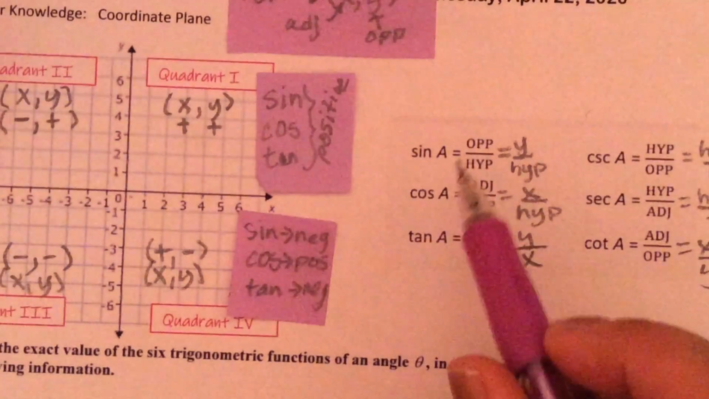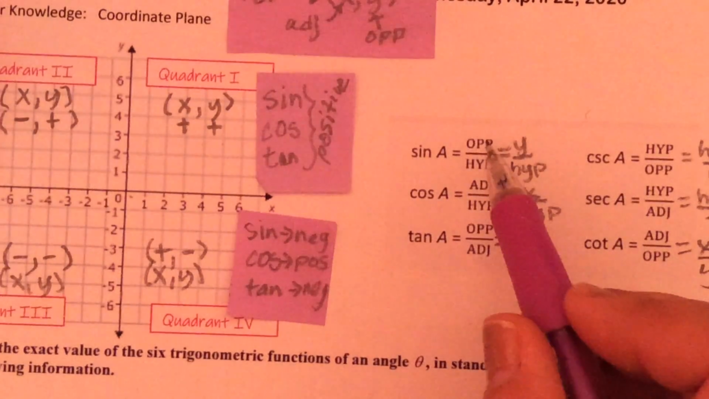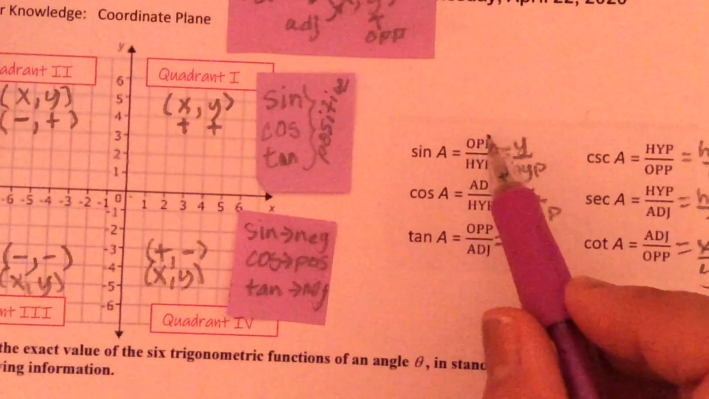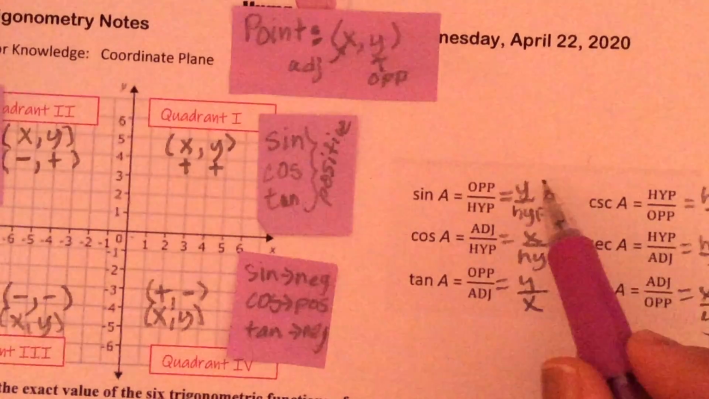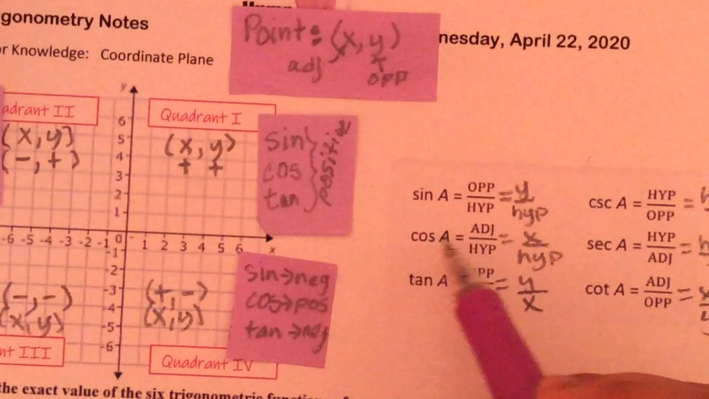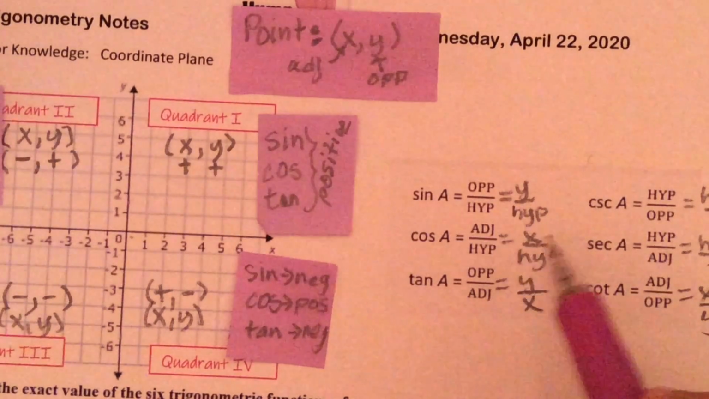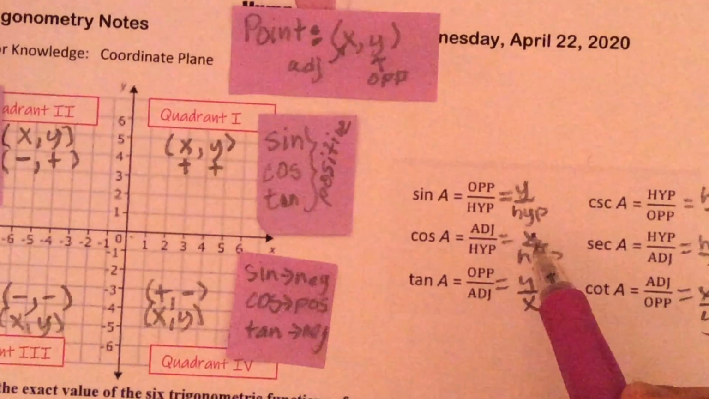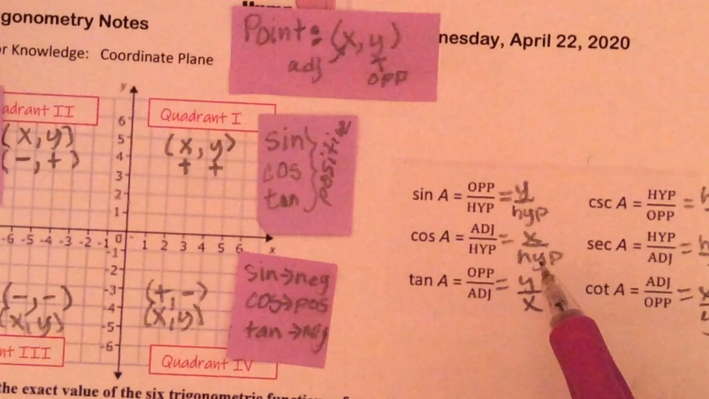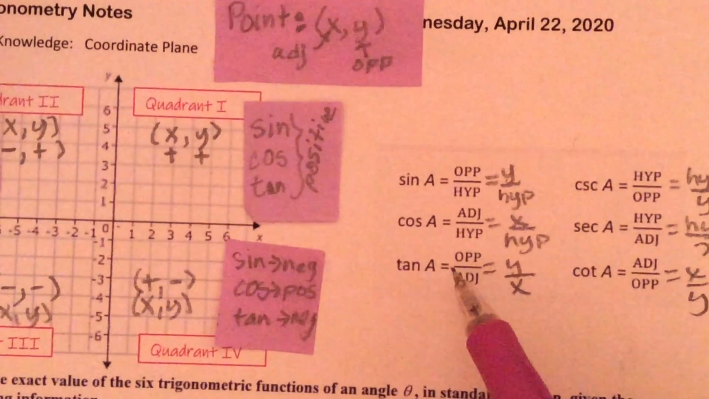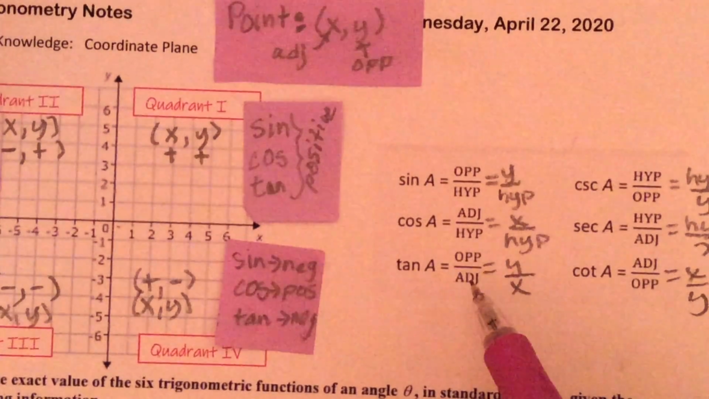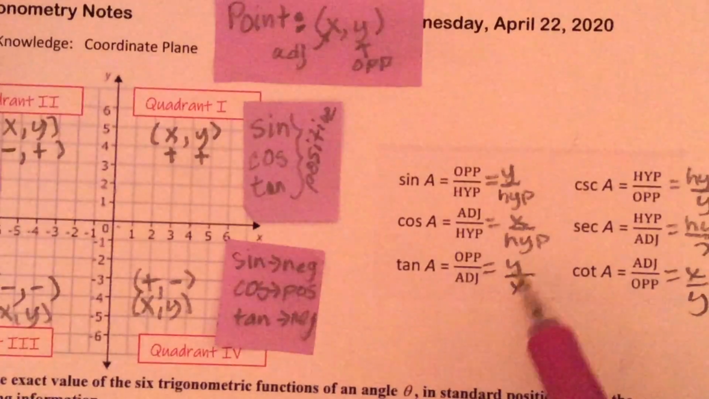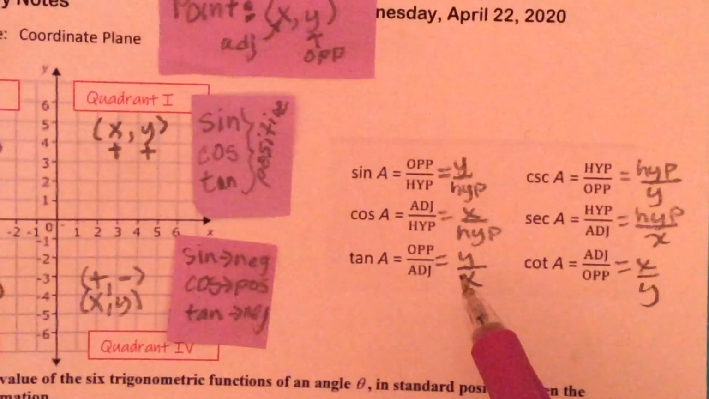So we still have the sine of angle A being the opposite over hypotenuse. But if you think of the opposite as your y value, it's going to be y over hypotenuse. The cosine is still adjacent over hypotenuse. But if you think of adjacent as your x value, it's going to be x over hypotenuse. The tangent is opposite over adjacent. Opposite is the y value, adjacent is the x value.